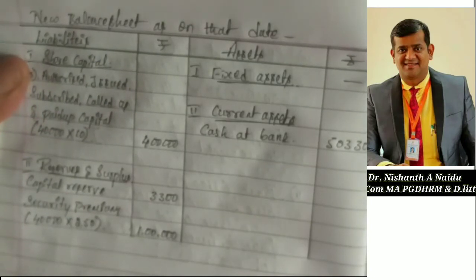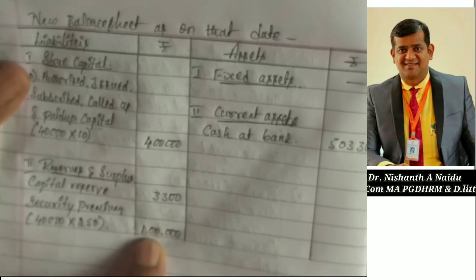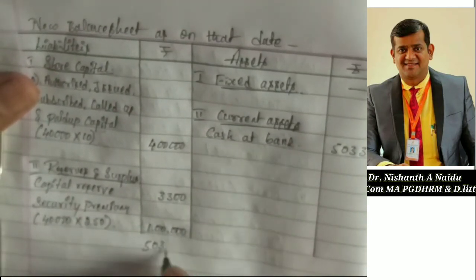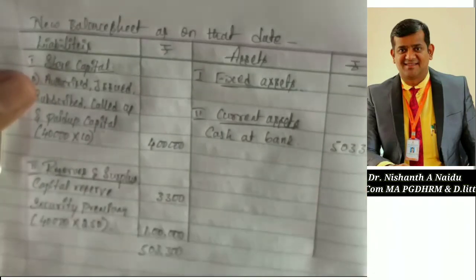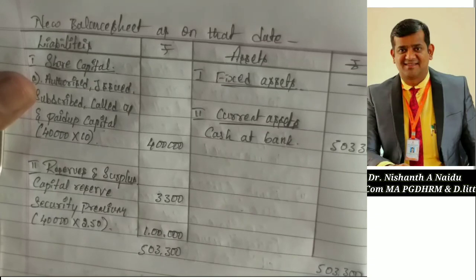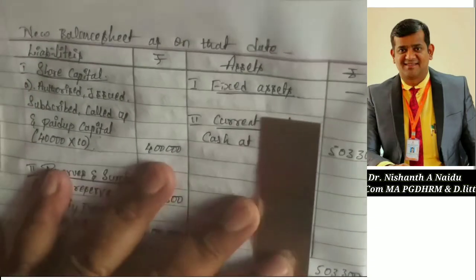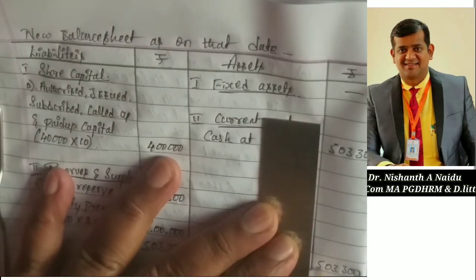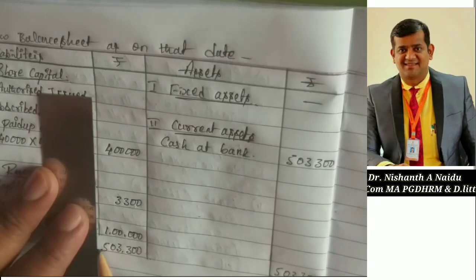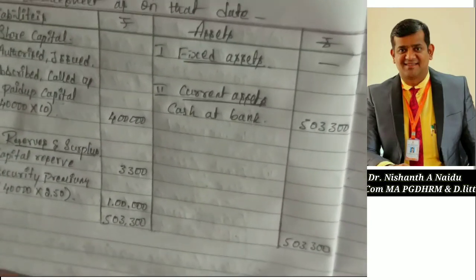So 4 lakh plus 1 lakh plus 3,300. 4 lakh 3,300, 5 lakh 3,300. So total 5 lakh 3,300. So this column also 5,03,300. So the problem got tallied. So our problem is perfectly done. So no confusion in solving the problem. So you also should not get confused.